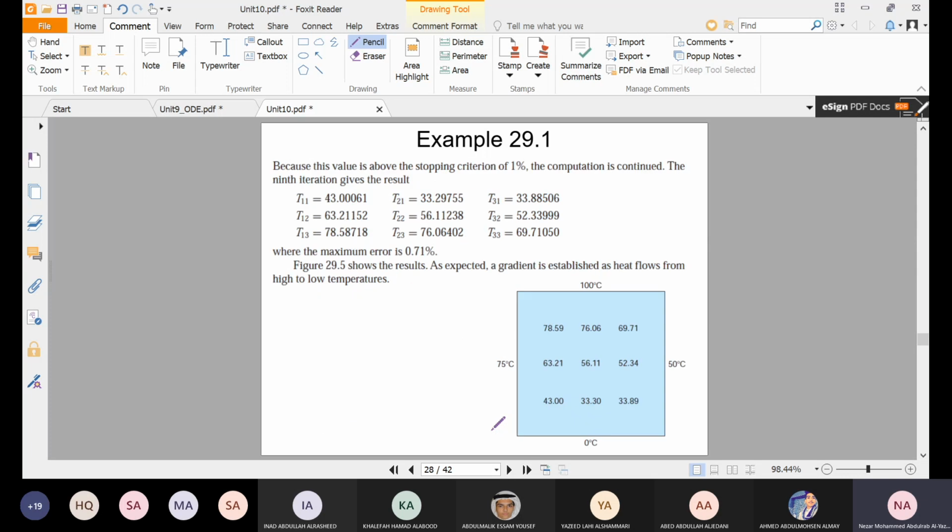So we take the second iteration and the third iteration until we reach a maximum error of 0.71%. If the error between the current and the previous estimation is 0.71, and this is the maximum error, then it falls below the stopping criterion, so in this case we can stop, and the final values of the temperature are given like this.